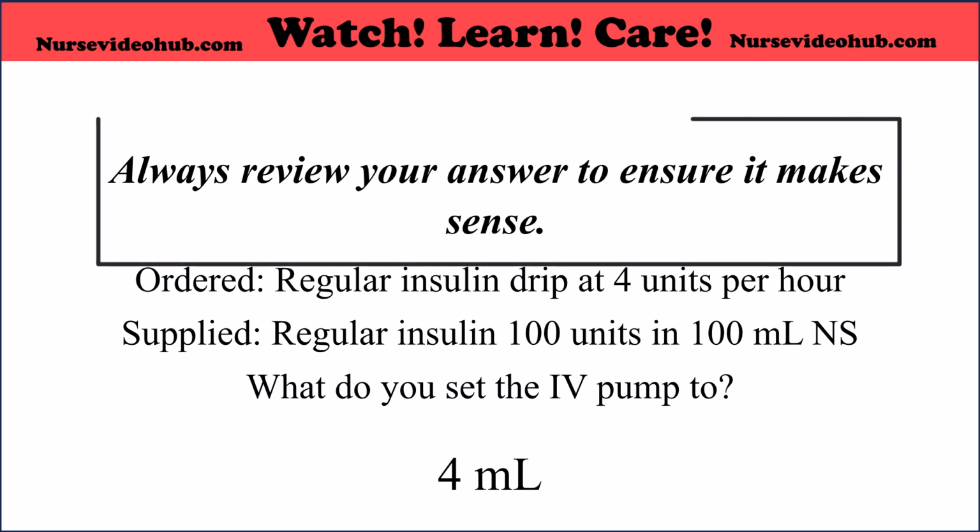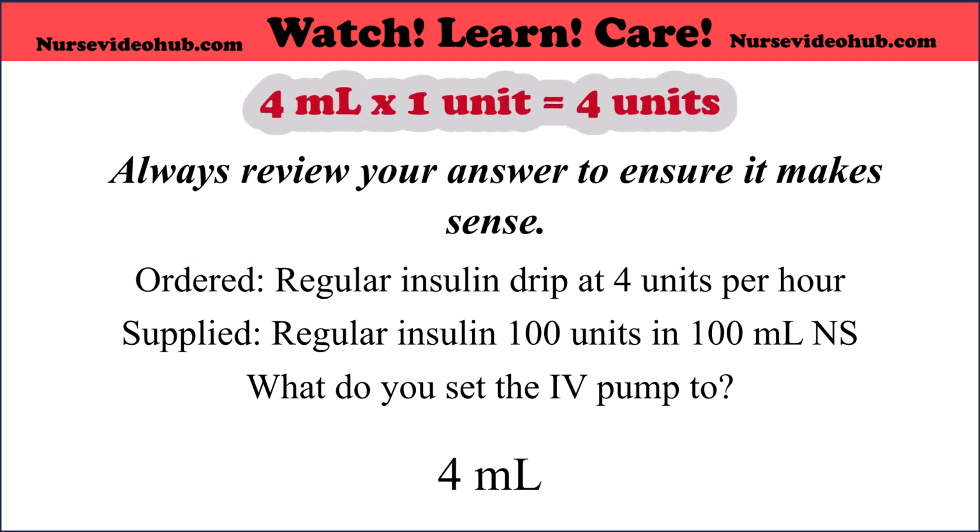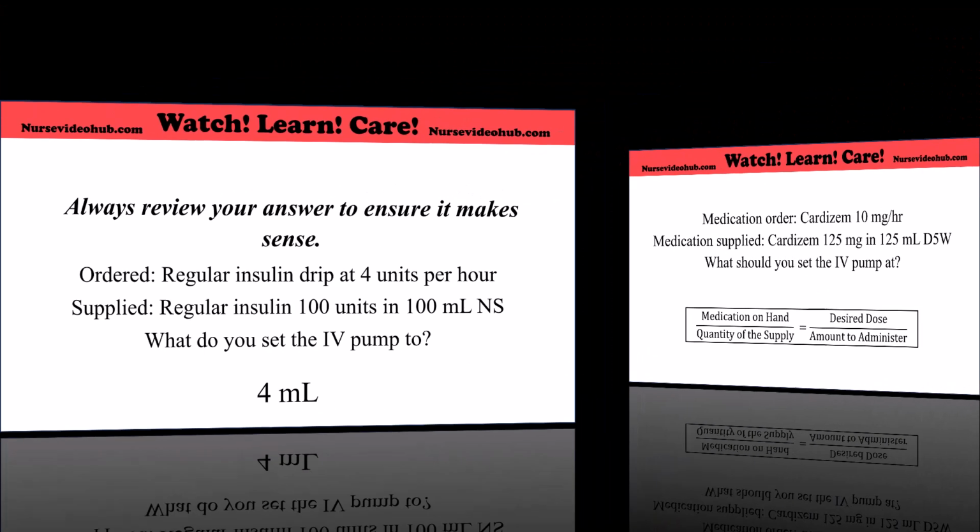Always review your answer to make sure it makes sense. The reverse method is to multiply 4 milliliters, the amount to be administered, by 1 unit, the concentration available, based on 100 units divided by 100 milliliters, and that equals 4 units, the prescribed dosage.